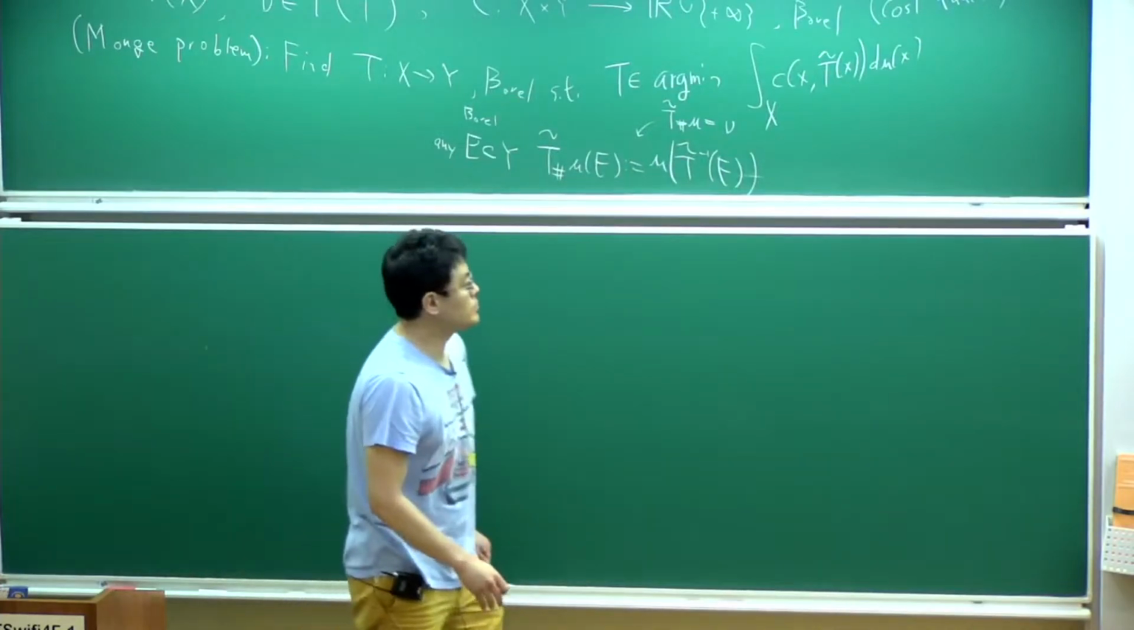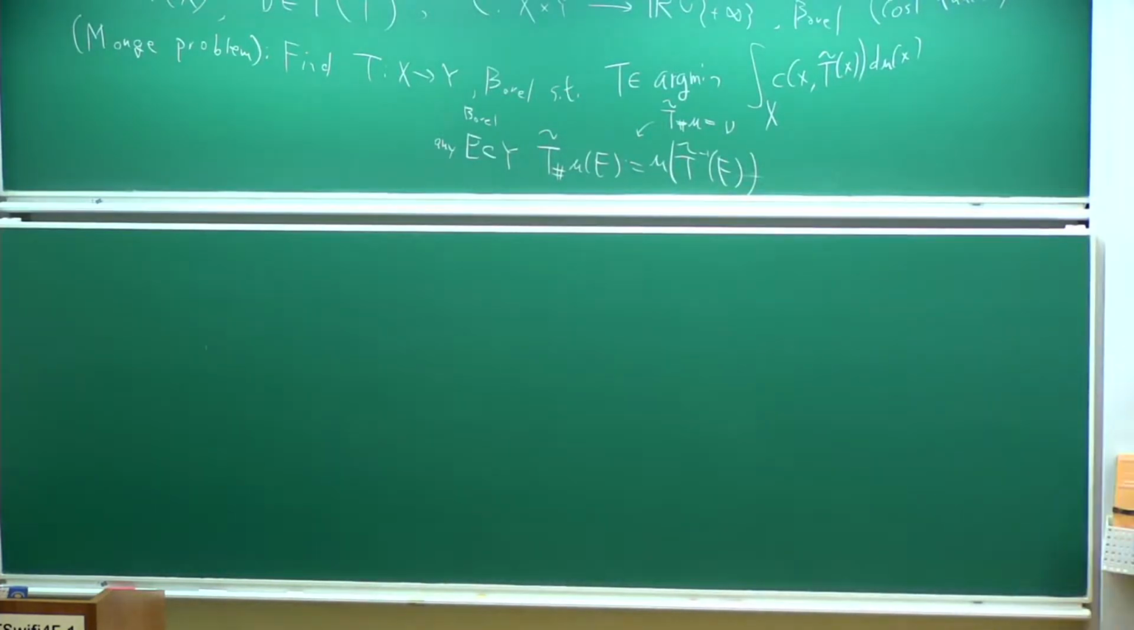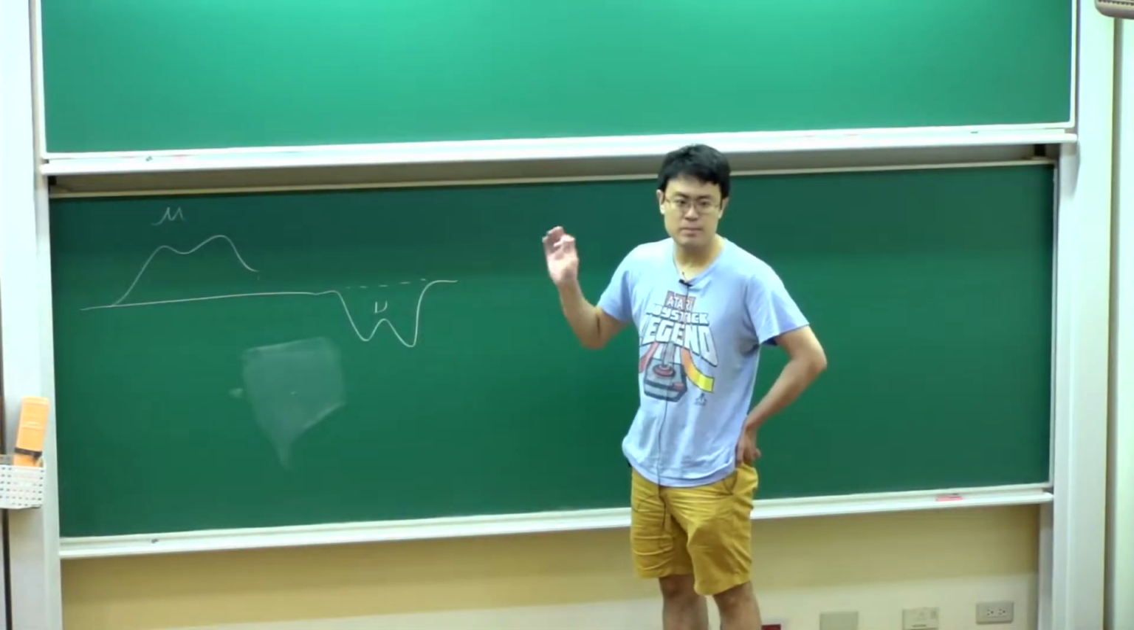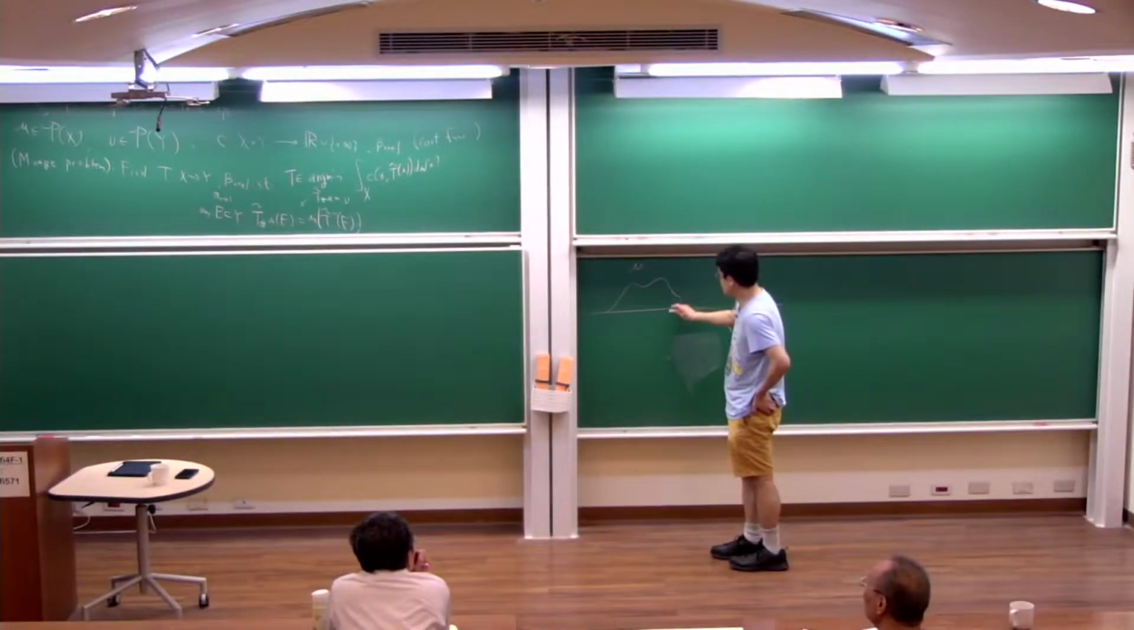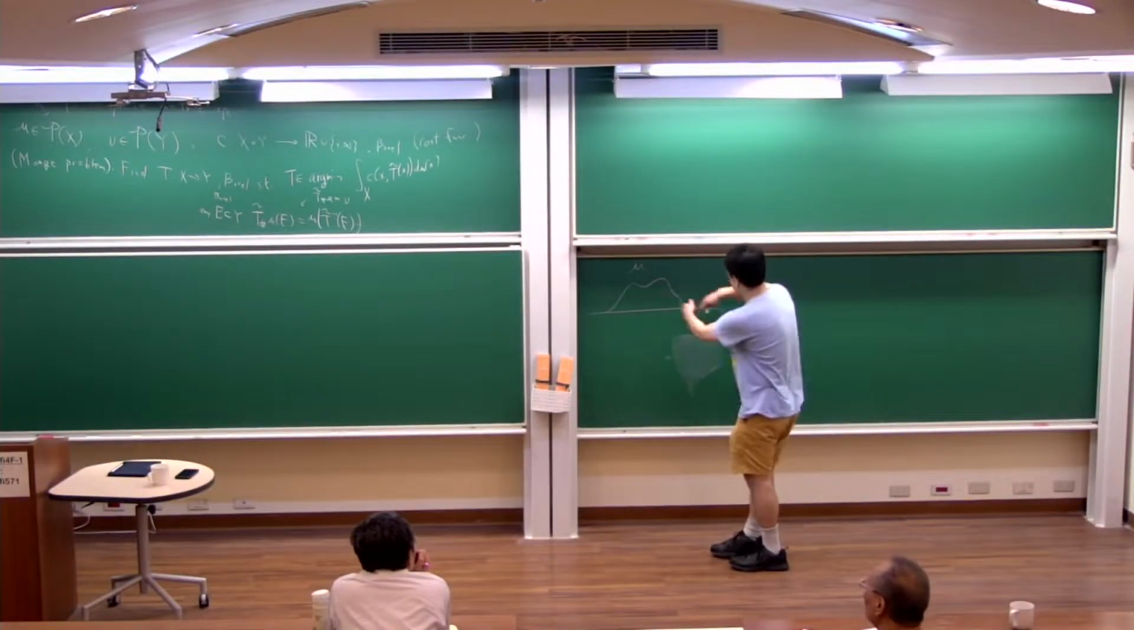Okay, so let me try to give maybe a heuristic idea of what this problem is modeling. You can think of mu as something like a pile of dirt, right? And then nu is a hole. And then you assume that they have the same total mass. And then what you want to do is take the dirt and move it over and fill up the hole.